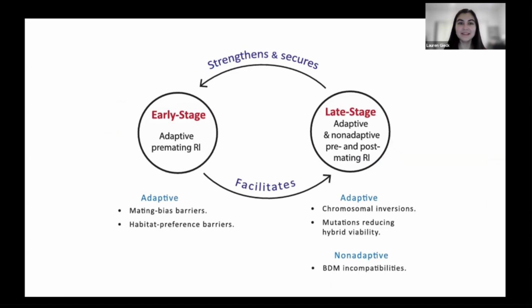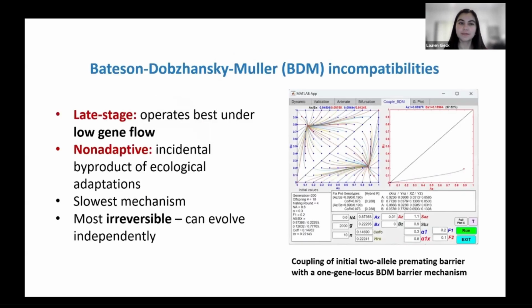All right, moving on, the last one is going to be our BDM incompatibilities. So this is a late-stage mechanism. It operates best under low gene flow. It is non-adaptive, so as opposed to the first two late-stage mechanisms that I talked about, BDM is not driven by hybrid loss. It's an incidental byproduct of ecological adaptations. It is the slowest mechanism of all of the ones that we looked at, so it evolves the slowest, but it is the most irreversible.